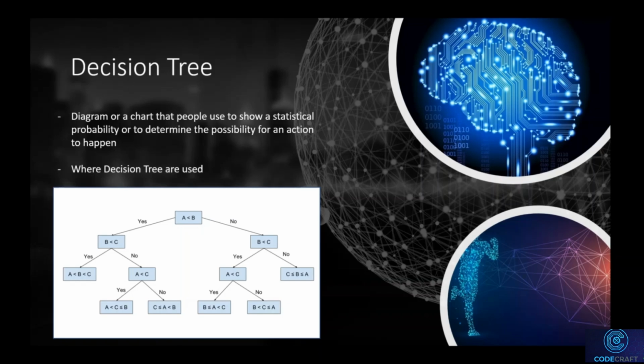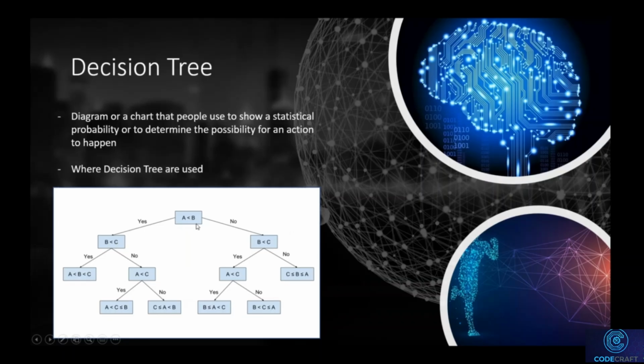So basically, decision trees are simply diagrams or charts that people use to show statistical probabilities or to determine the possibility for an action to happen. You can see it right here. Once again, I tried to find a very simple decision tree. Right here we have an example. Let's say A is lower than B. If yes, then B is lower than C, and so on. At the end, this would be our question, and we will be able to find an answer that looks something like this, just with yes and no's.